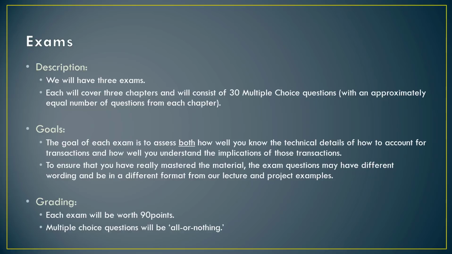Now, if you've gone through a course schedule, you've probably noticed that we're actually covering 10 chapters instead of 9, which means there's 1 chapter that isn't being tested. That's because the last chapter that we're going to study, the statement of cash flows, really doesn't work very well in a multiple choice test. The statement of cash flows is a lot more fun.